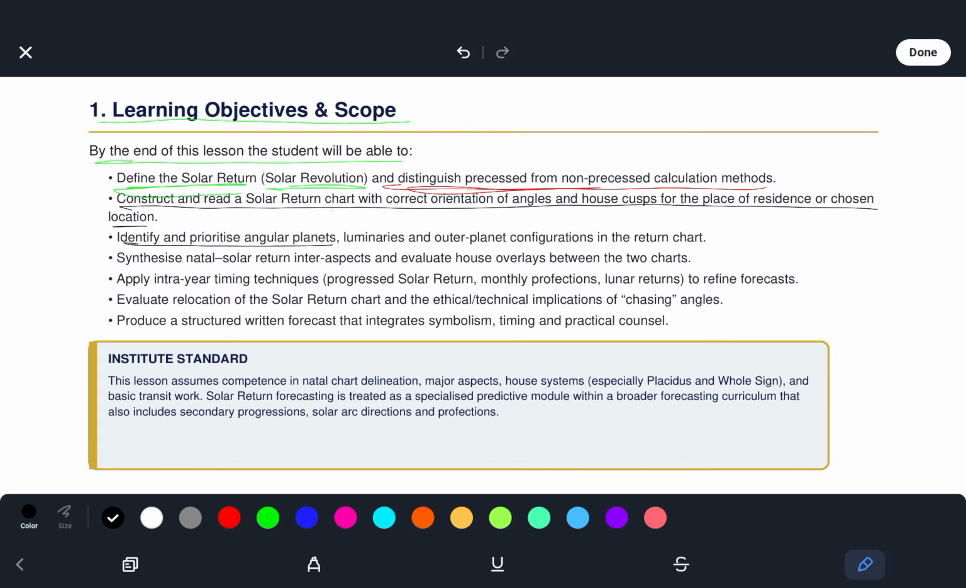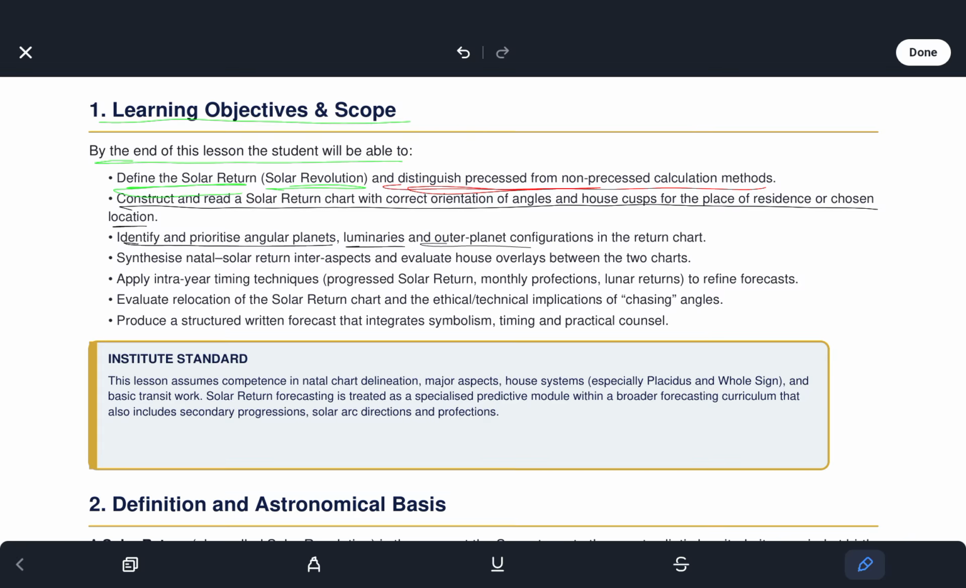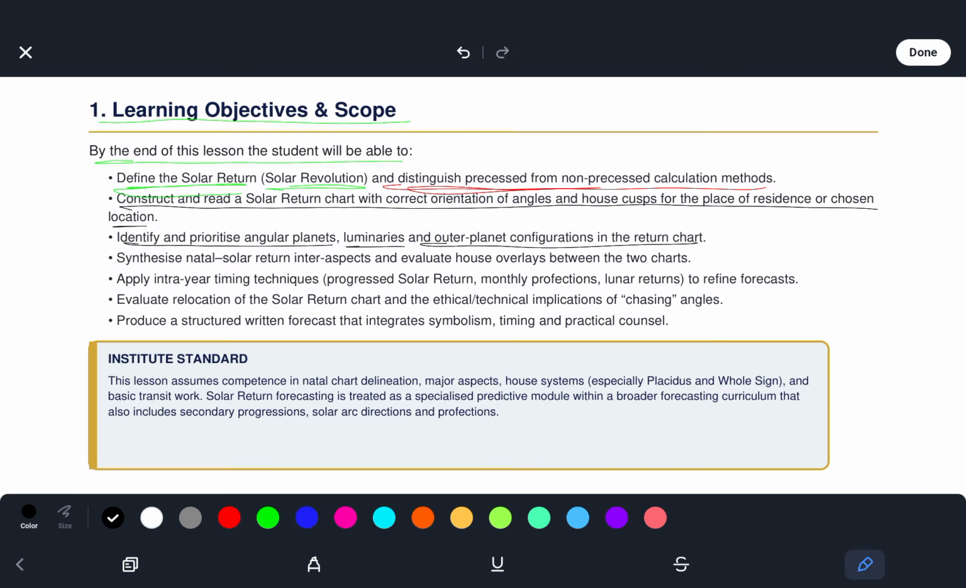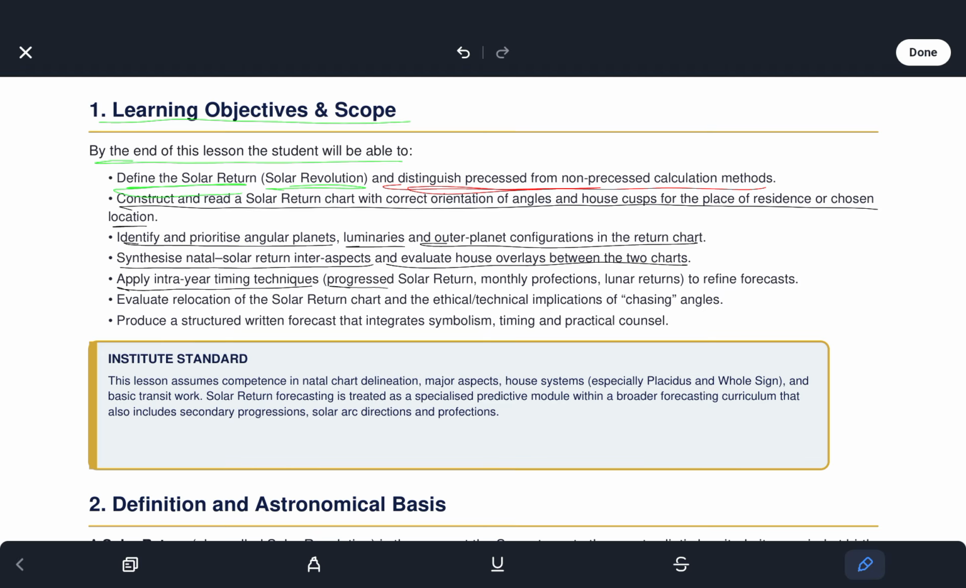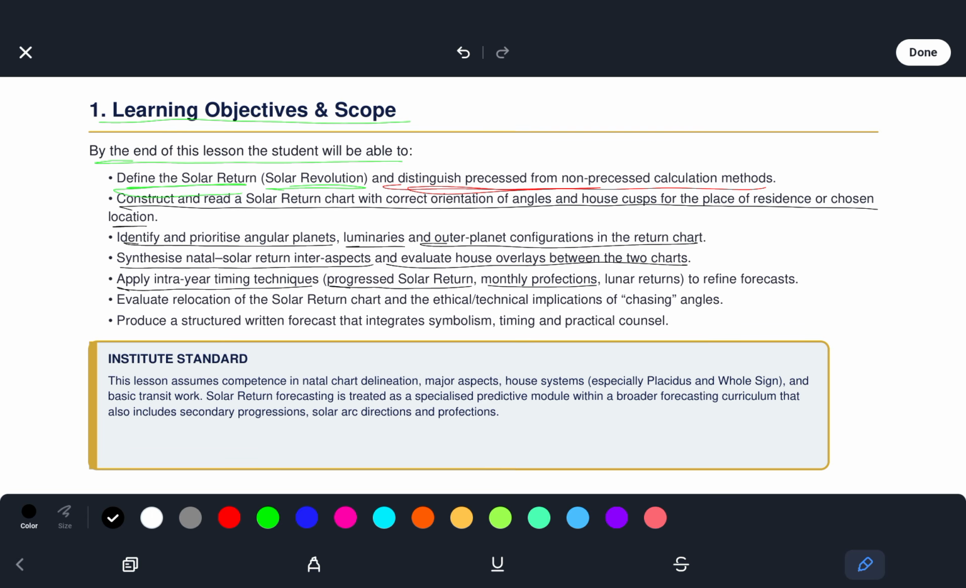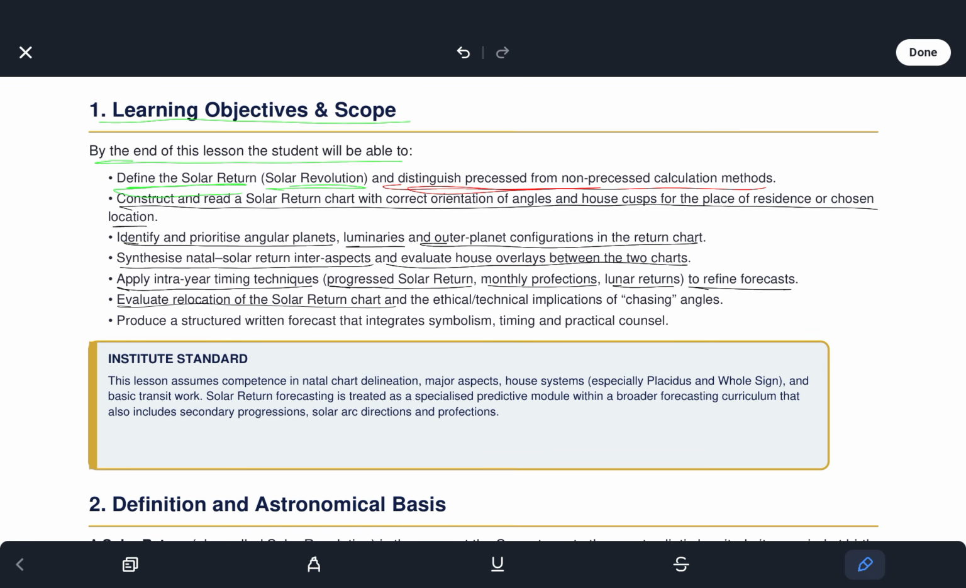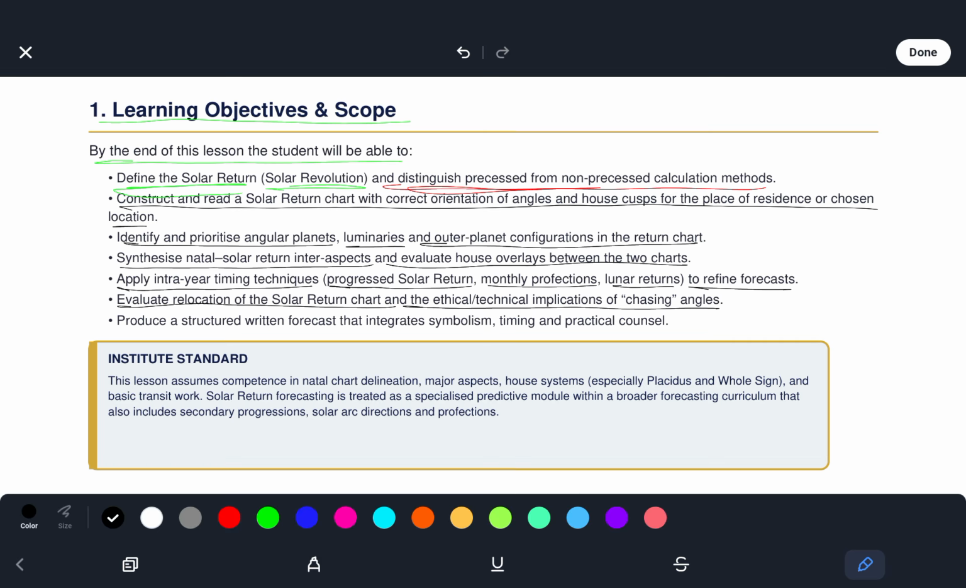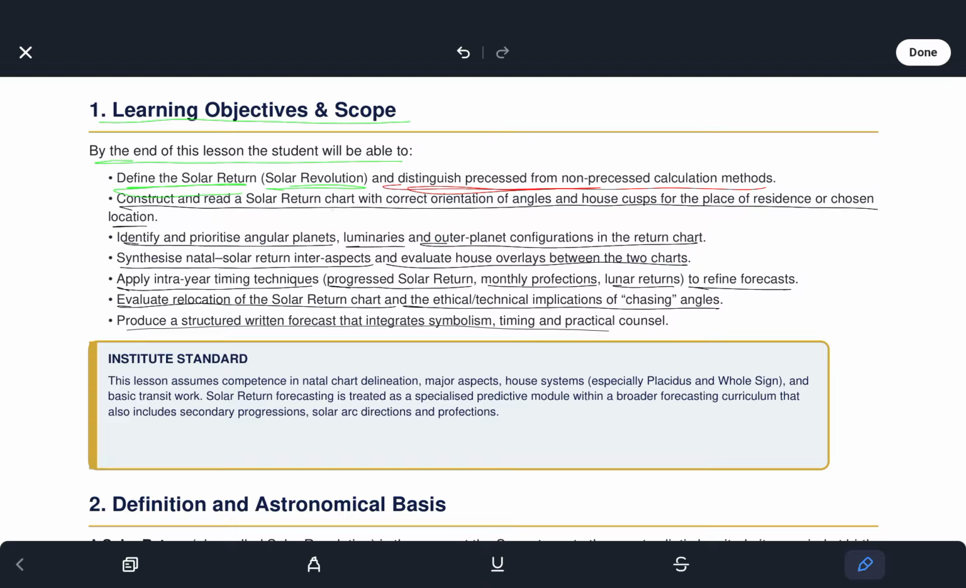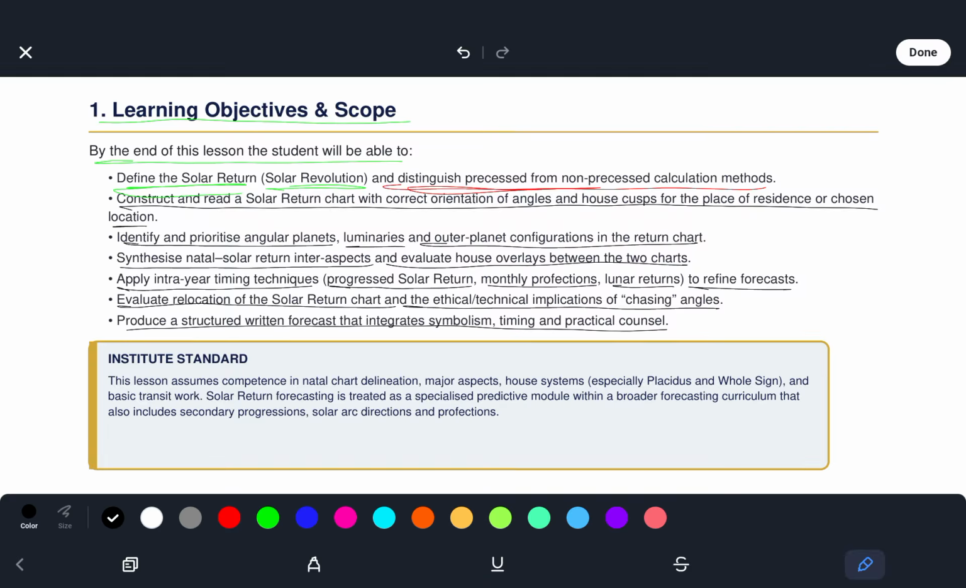Identify and prioritize angular planets, luminaries, and outer planet configurations in the return chart. Synthesize natal solar return interaspects and evaluate house overlays between the two charts. Apply intra-year timing techniques: progressed solar return, monthly profections, lunar returns to refine forecasts. Evaluate relocation of the solar return chart and the ethical and technical implications of chasing angles, and produce a structured written forecast that integrates symbolism, timing, and practical counsel.